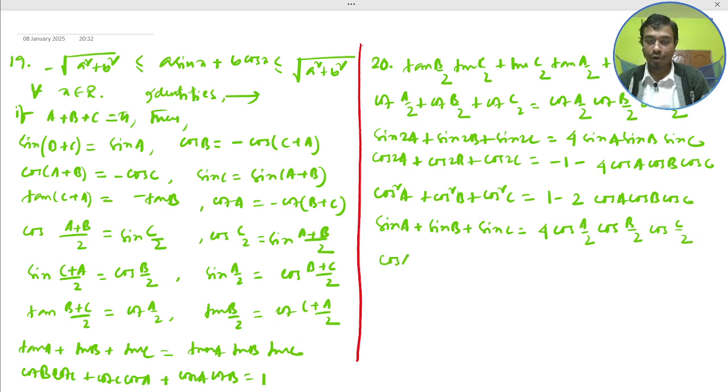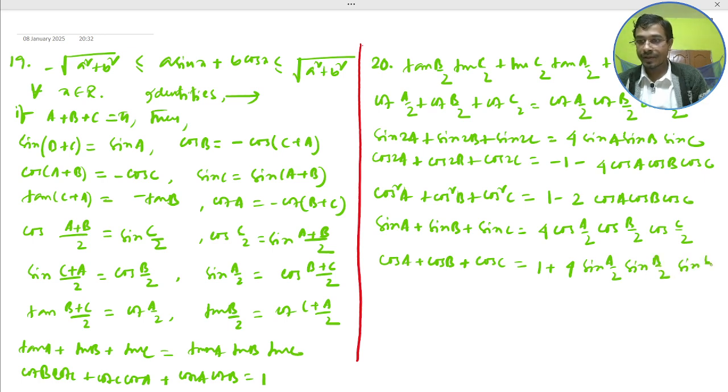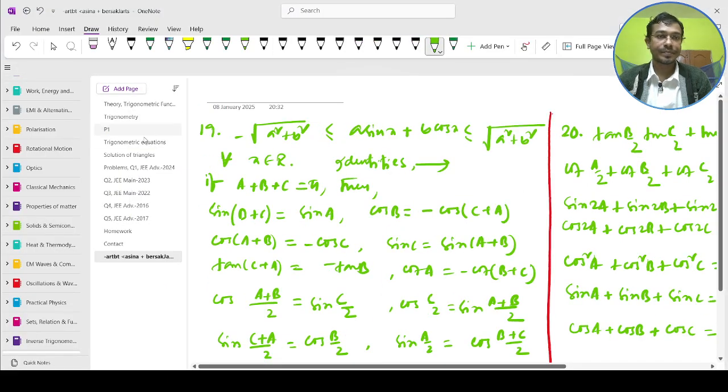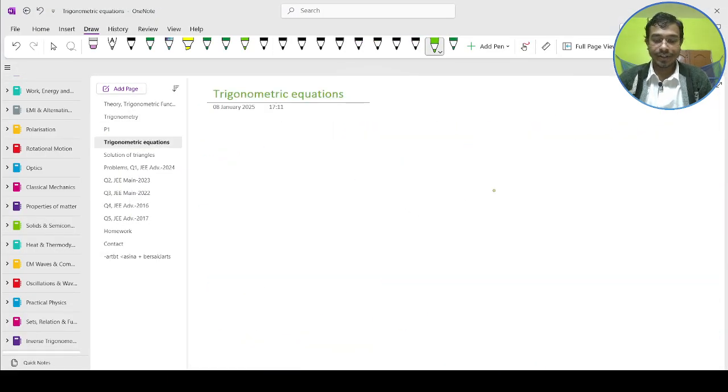Last one, for cos a plus cos b plus cos c, that is 1 plus 4 sin a by 2 sin b by 2 sin c by 2. So next one, the trigonometric inequalities.